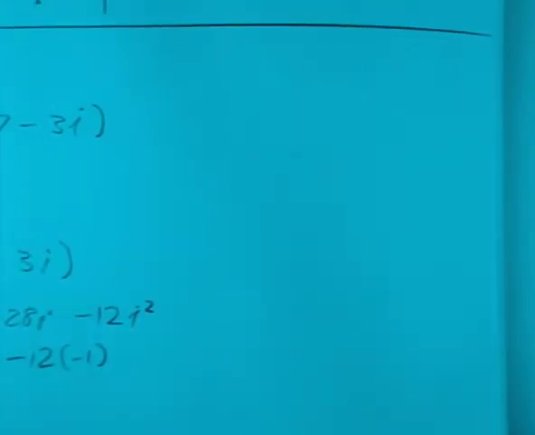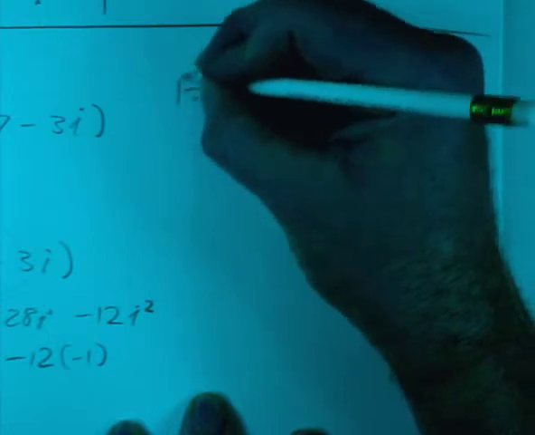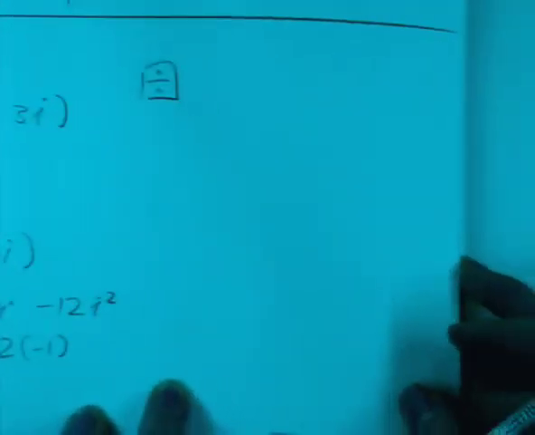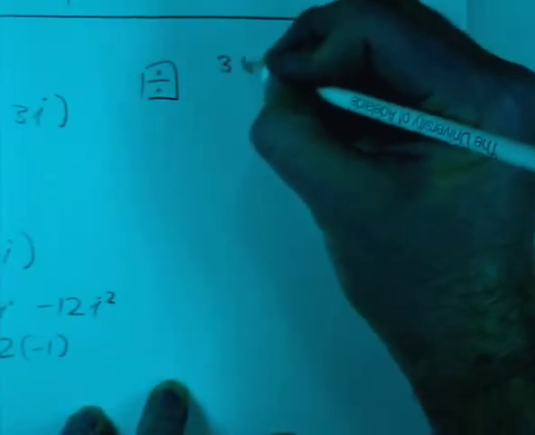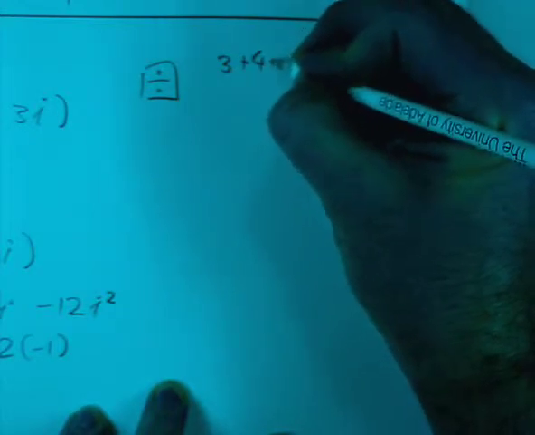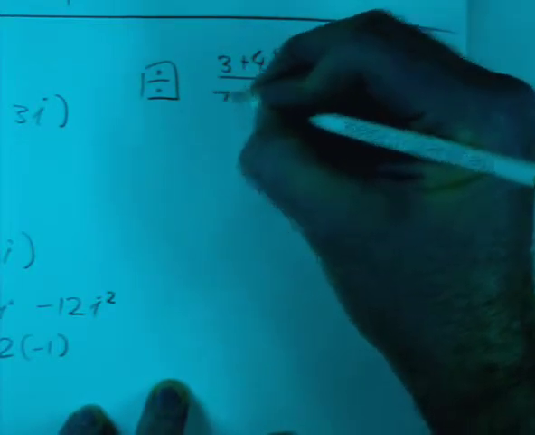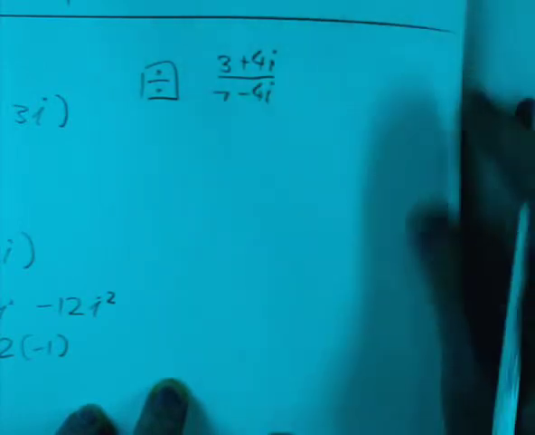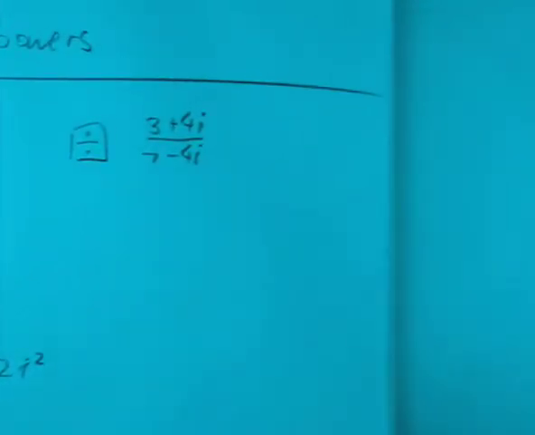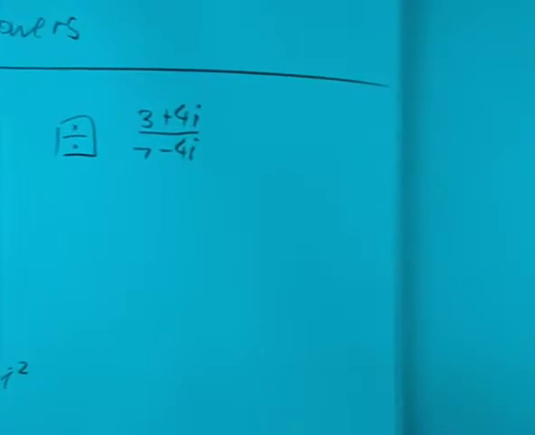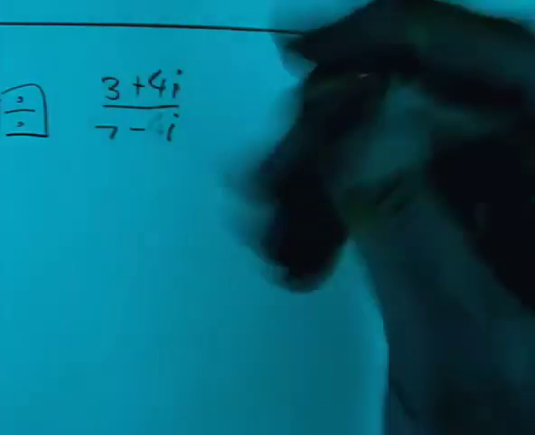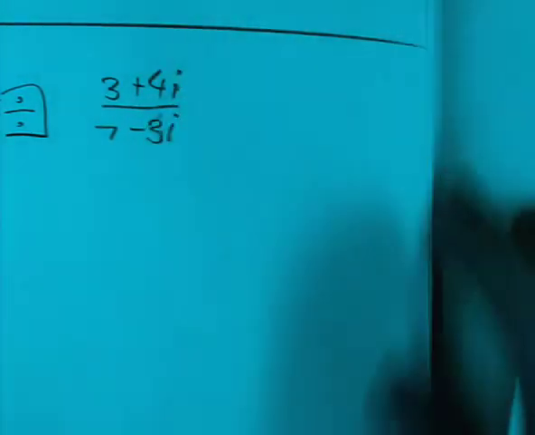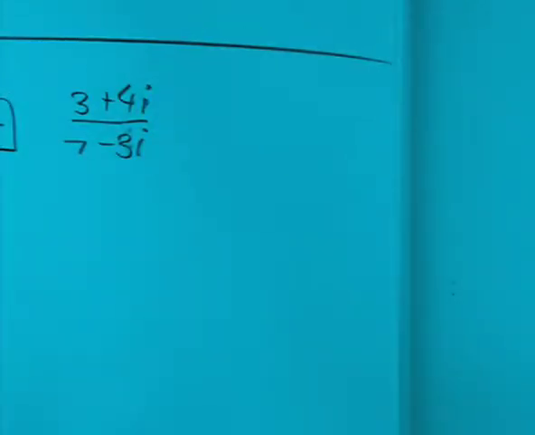Right, and division is a world of pain. Well, compared to addition, it's a world of pain, but then it was before, right? Even with ordinary numbers, division was never as easy as anything else. So 3 plus 4i divided by 7 minus 3i. I'm going to use the same ones just because I can't be bothered thinking of a new example.